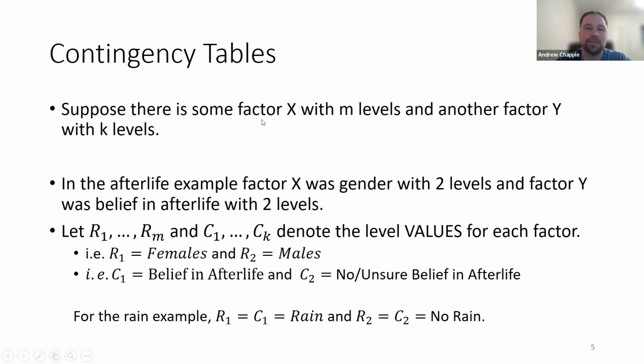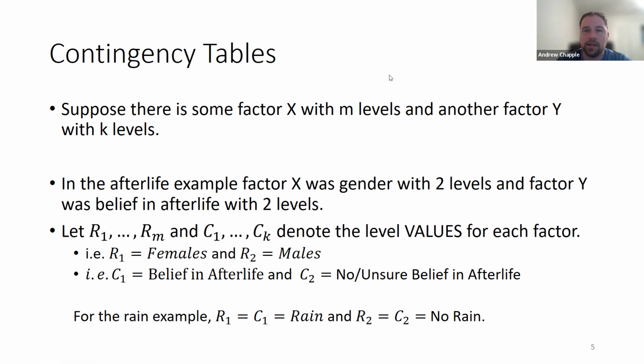So in general contingency tables, let's suppose there's some factor X with M levels. So it's a variable. In this case, it could be gender, and it has 2 levels here for this self-identification, just as the data was collected. And another factor Y, which could be yes, no, do you believe in afterlife, with K levels. Here, K is 2. Then the way we'll define these is R1 to RM. These are the level values for each factor, and C1 to CK, these are the level values for the columns. So I've got the row factors and the column factors, what values each variable could take. So in the rain example, R1 equals C1 equals rain, and R2 equals C2 equals no rain.